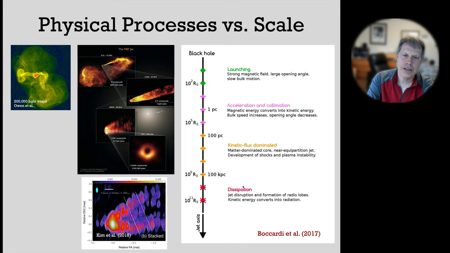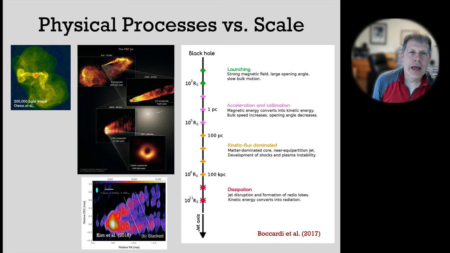So those are the various things that occur during the life of a jet. It launches, it accelerates and collimates, it has a good long run as a kinetic flux dominated jet, and then it ultimately dissipates out on the very largest scales. So that's a number of important physical processes that happen along the scale of a jet.